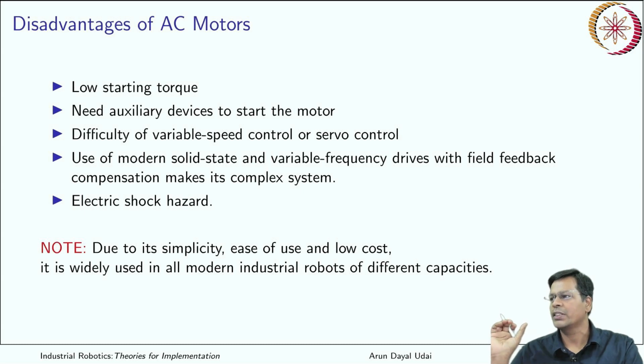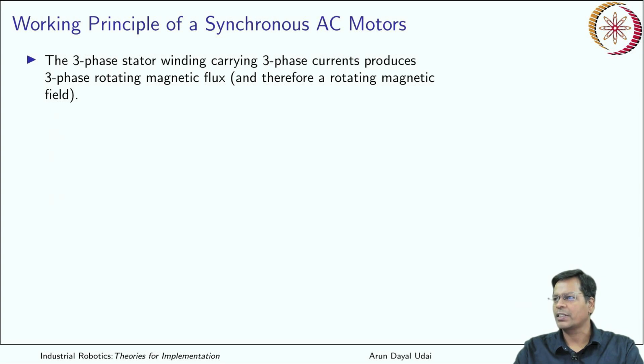Note that due to its simplicity, ease of use and low cost, it is widely used in all modern industrial robots of different capacities, because it can provide a huge amount of power, which is not possible with small DC motors or sometimes even BLDC motors. That is the reason we have to stick with AC motors if we talk about big robots in the industry.